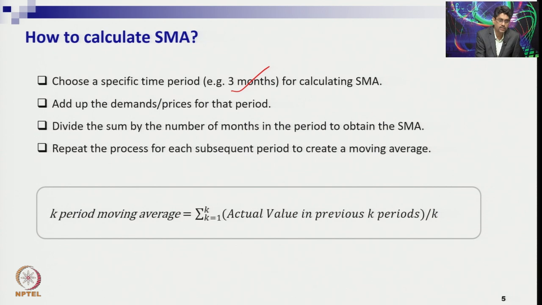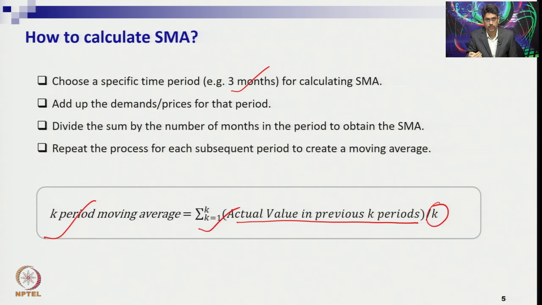Now if you see the formula of simple moving average, suppose you take a k period moving average. It is nothing but the past k periods you consider, divided by k, and you get the simple average. But then why is it moving? Why is it not a simple average?